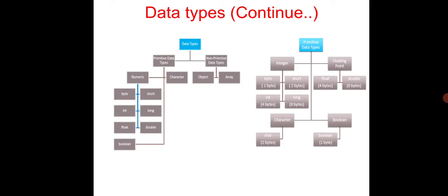What is the meaning of non-primitive data types? Character, object, array: these are all non-primitive data types.